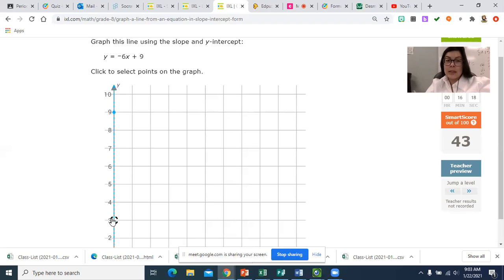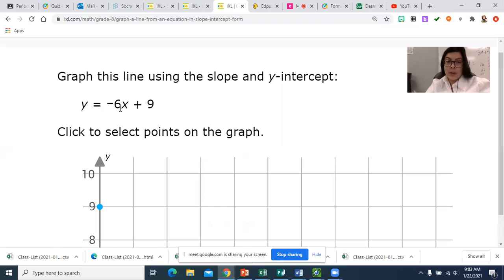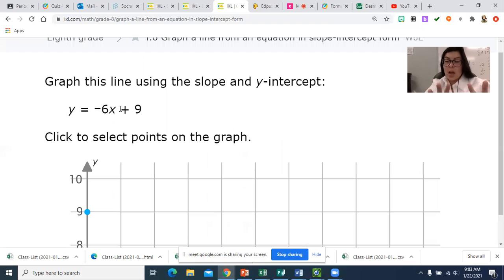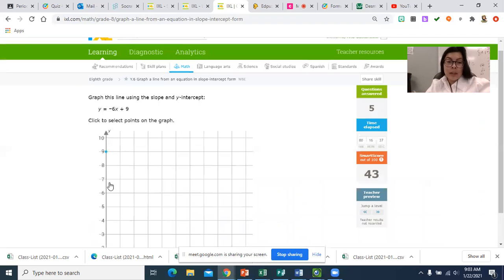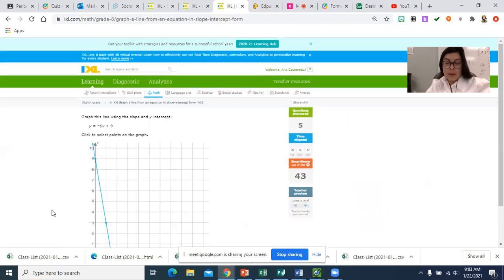Now, this is not in a fraction. It's not written as a fraction. It's just the negative 6. So when I have a whole number, to make that into a fraction, it's always going to be the whole number over 1 because it's been simplified. -6 divided by 1 is the same thing as -6. So that means I go down 6 over 1. That's what my graph would look like.